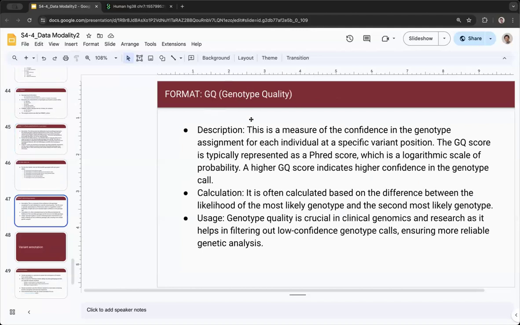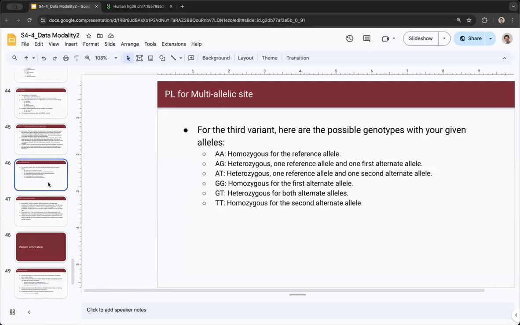So genotype quality, GQ, is the thing. You take the difference between the PL score of the second most likely genotype and the PL score of the most likely genotype. You calculate that deviation and that gives the genotype quality. This is super useful because some of the variant calls are false, so you can easily remove them based on low genotype quality.